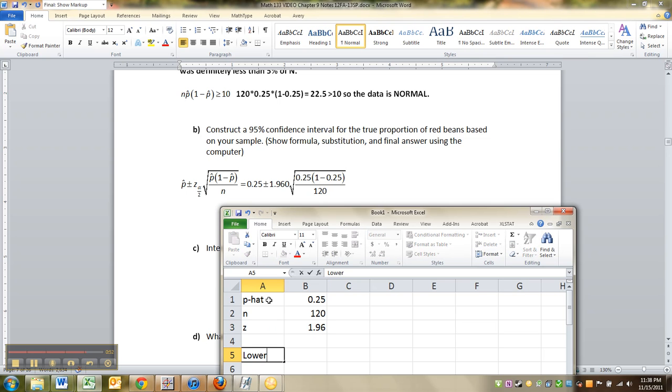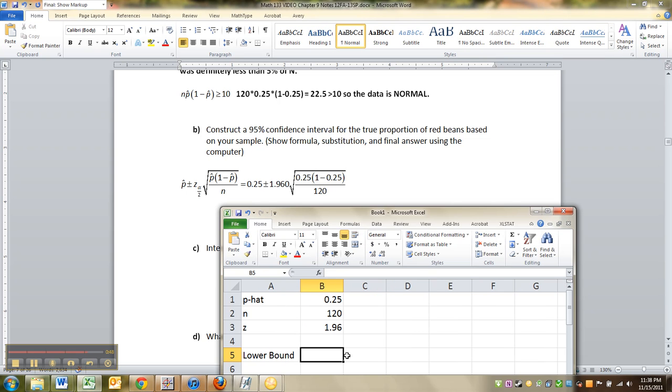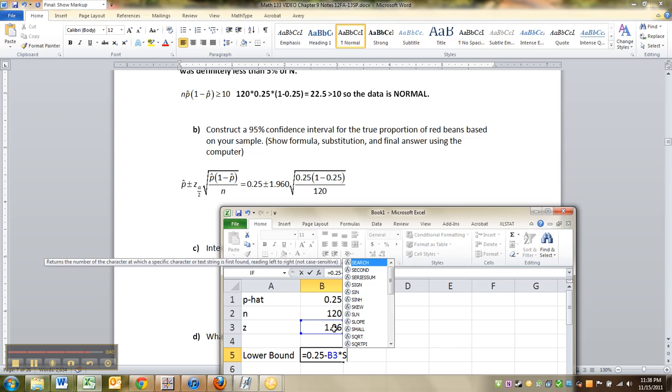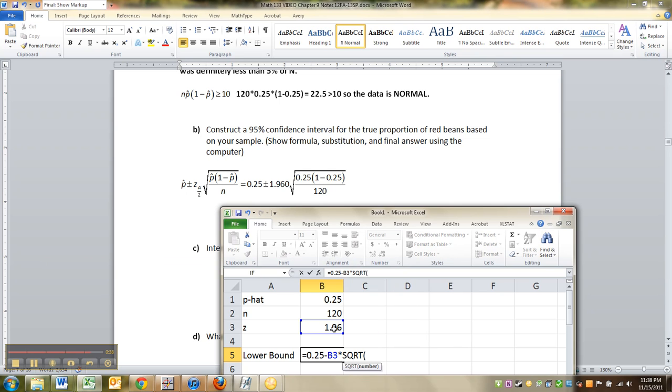Okay, so if you want the lower bound, I'm just going to use some cell referencing here. I want 0.25, the lower bound, minus 1.96 times SQRT, big square root, of 0.25 times parentheses 1 minus 0.25 divided by that n. Enter. There's the lower bound.